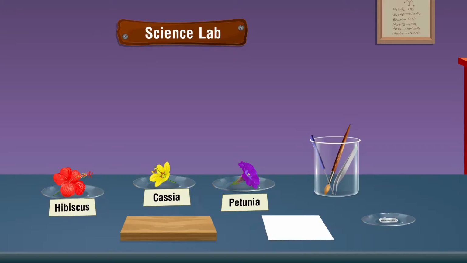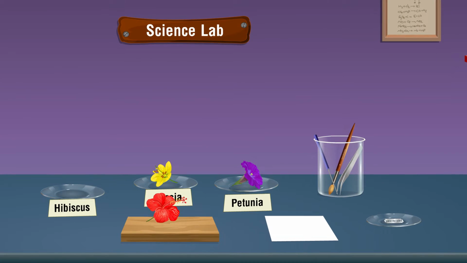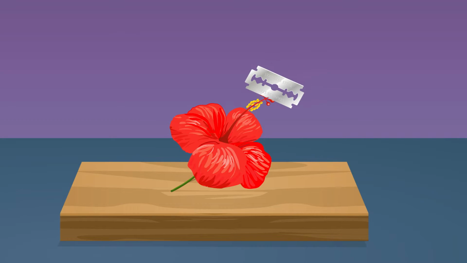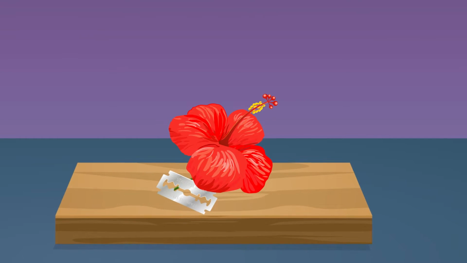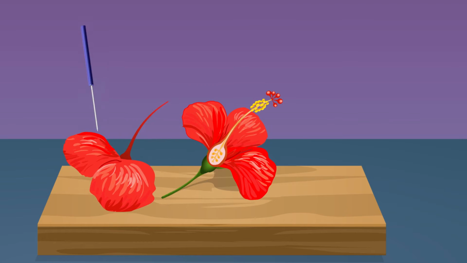Let's first study a bisexual flower. Take one hibiscus flower from the watch glass. Keep the flower on top of the wooden board. Cut the flower vertically into two halves using a blade. Take care not to cut through the pistil of the flower. Spread the two halves of the flower side by side using a needle.